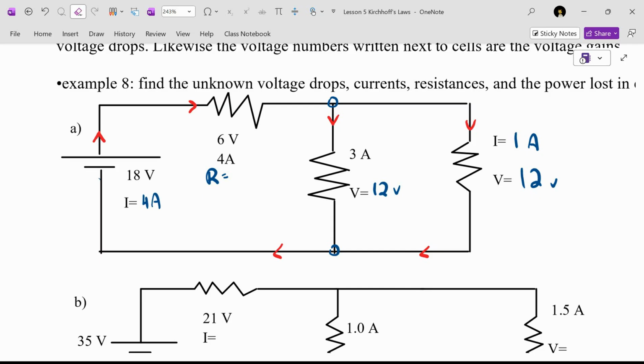Is it 1.5? Can't be hard. What's the resistance? 6 divided by 4? I think I said 6 divided by 5. 6 divided by 4. What? Good. What are the units for resistance?